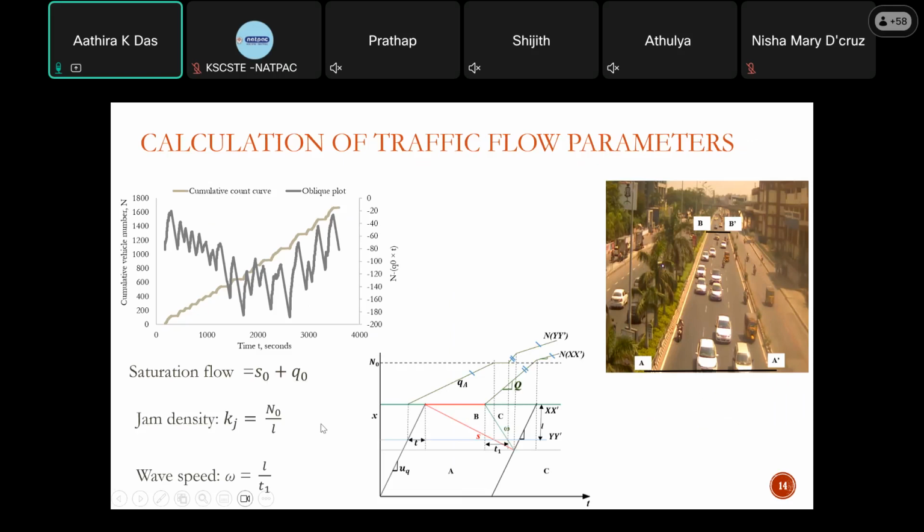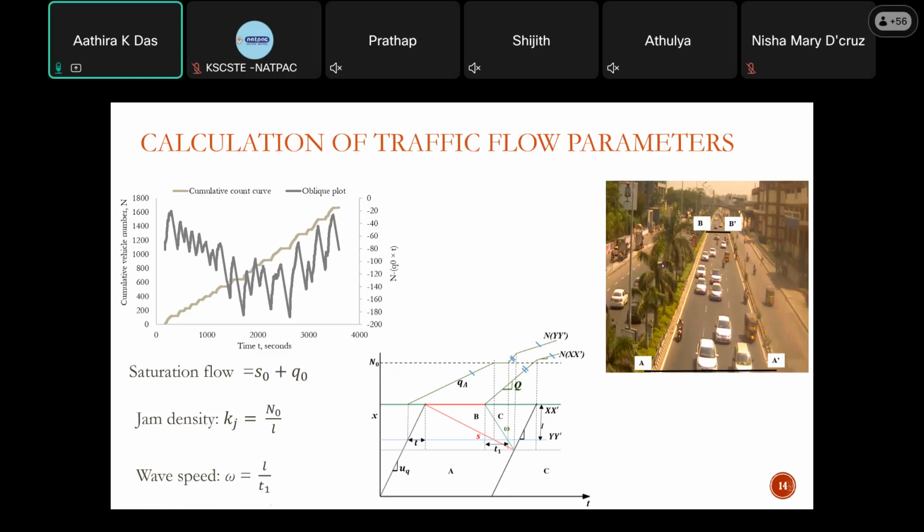And next, we can calculate the jam density and wave speed using this same data. So jam density is calculated as the total number of vehicles per kilometer occupying this given section between AA dash and BB dash when the entire length is filled with vehicles and are at stop condition. And for the wave speed, the time taken T1 by the shock wave to reach the reference line BB dash after the signal turns green is measured in each cycle, and the length of the section divided by this time will give the wave speed for each cycle.